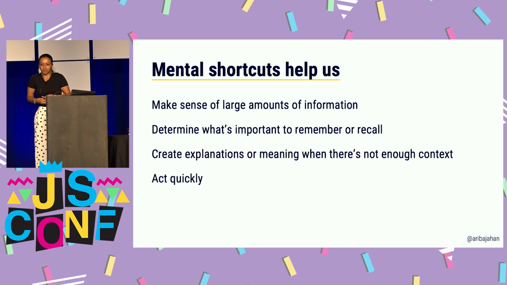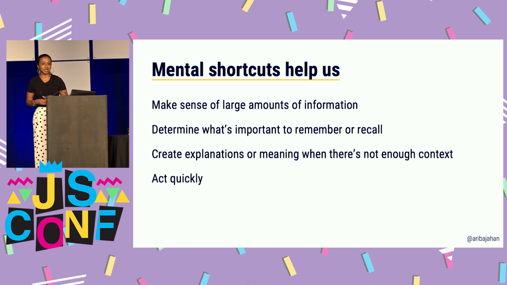So we end up having shortcuts that help us make sense of large amounts of information, shortcuts that help us determine what's important to remember and what to recall, shortcuts that create explanations for us when we don't have enough meaning or where there's not enough context, and shortcuts that help us act quickly. See, these are the shortcuts that help us remember how to ride a bike, know the answer to 2 + 2, help us detect joy and frustration in someone's voice, and to run from perceived danger.